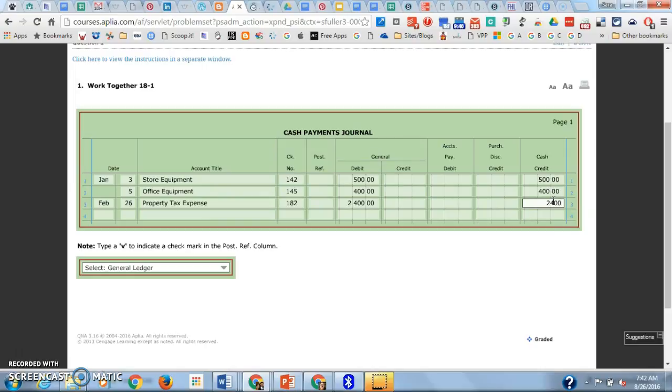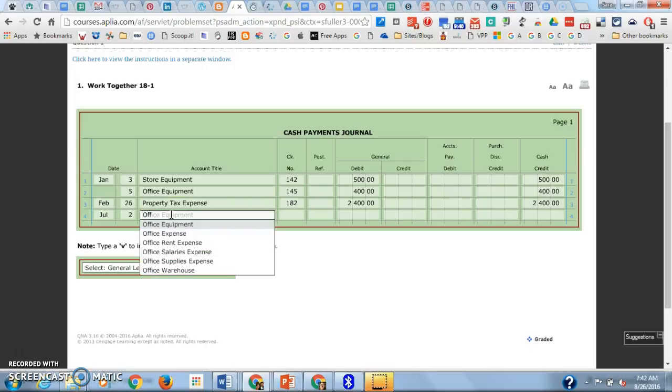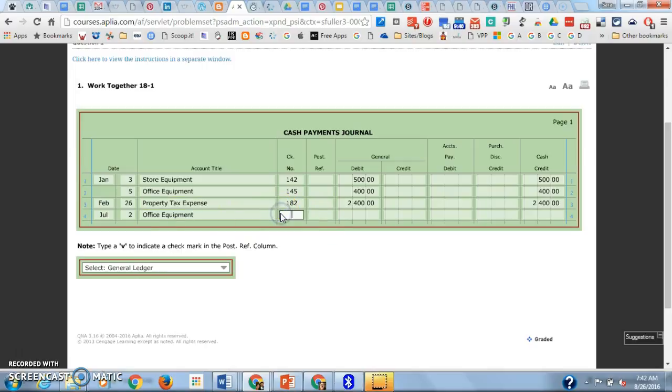Then our last transaction, July 2nd, we paid cash for a filing cabinet, $260. So our date is July 2nd. Our account title will be office equipment. Our check number is 216. And then our general debit is $260. Cash credit is $260. So now we have those all journalized. Now we will post them.